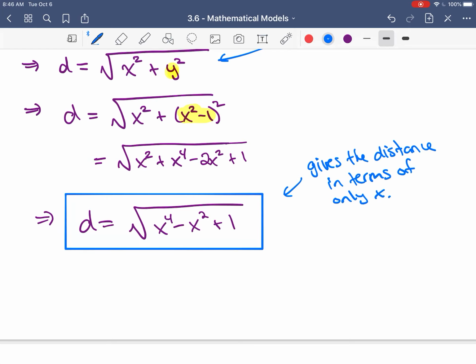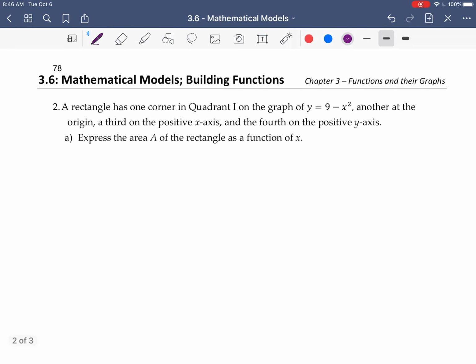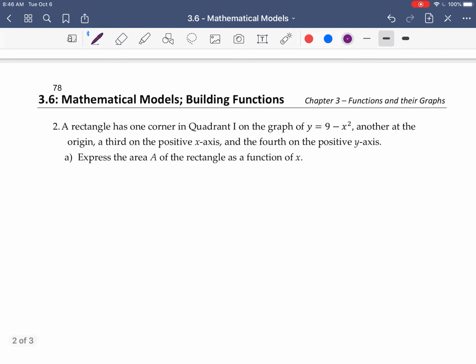Okay, let's try another one. We have a rectangle in one corner of quadrant 1. In case you're not familiar, the quadrants they're talking about, this is the xy plane. This is quadrant 1, and then it goes counterclockwise. So 2 is up here, 3 is down here, and 4 is down here. Quadrant 1 means that we're in this quadrant here, where both x and y are positive.